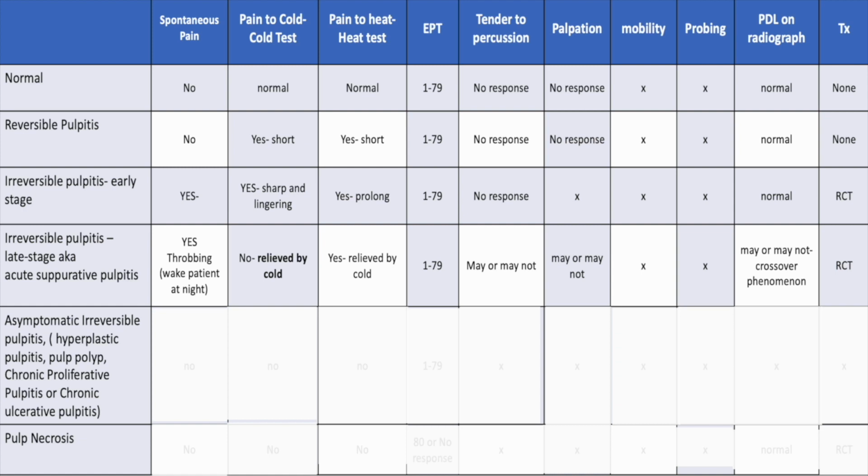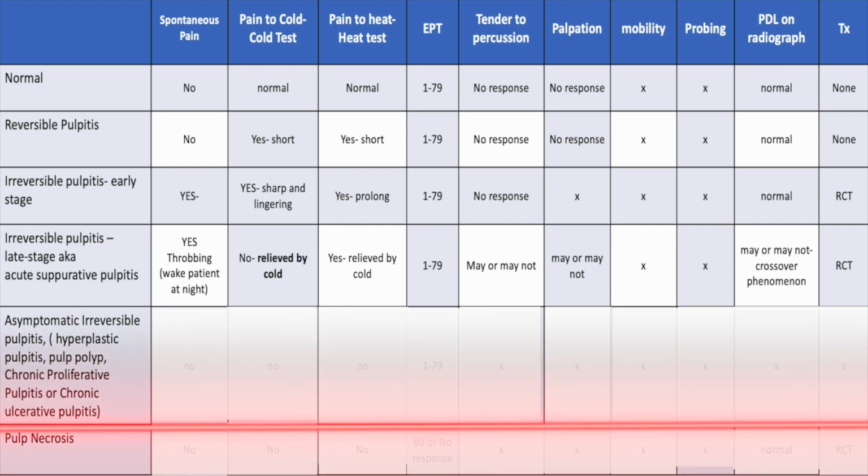And after that comes asymptomatic irreversible pulpitis. Now it is completely different from polyp, but I'm keeping that here because they both will show the same kind of signs and symptoms and same kind of finding when going for a diagnosis. So asymptomatic irreversible pulpitis is when there is irreversible pulpitis. The pulp is inflamed, but it is not giving you any symptoms of pain due to cold or heat or anything else.